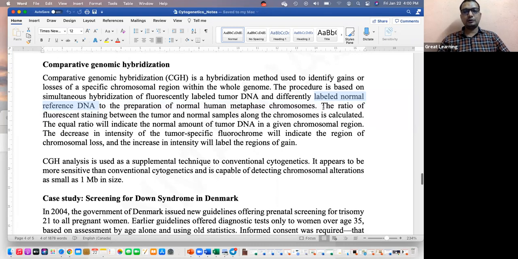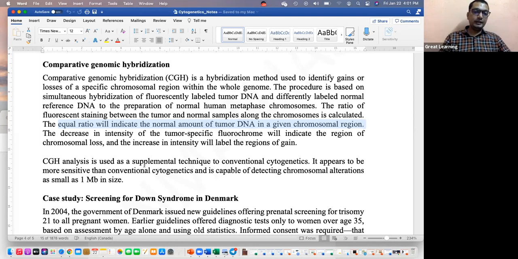What happens here? You take the ratio of the fluorescent staining between the tumor and normal samples. So you take the ratio of probe binding to the tumor DNA and probe binding to the normal DNA. If you have an equal ratio, what does it mean? A normal amount of tumor DNA in a given chromosomal region. If it is an equal ratio, you have equal amounts of green and red. There are machines which can quantify it. It means there is an equal number of tumor DNA and normal DNA.